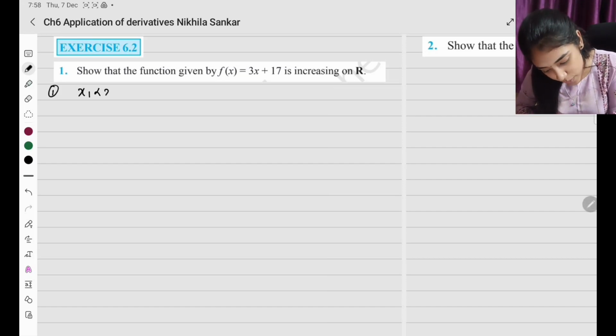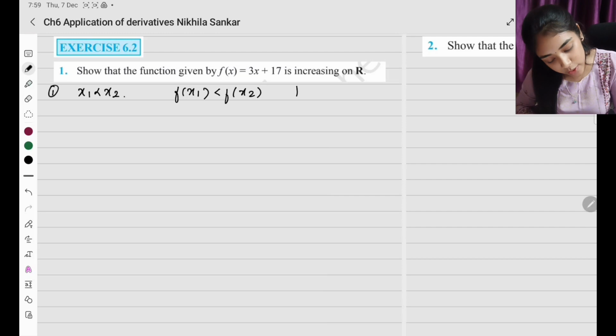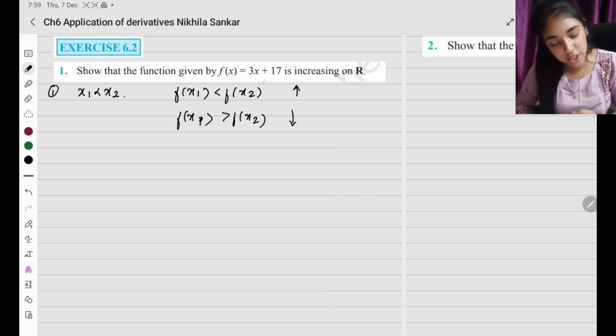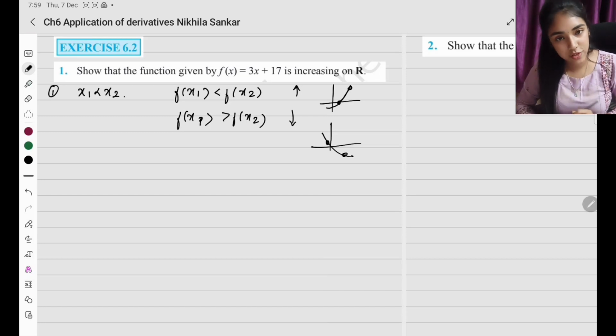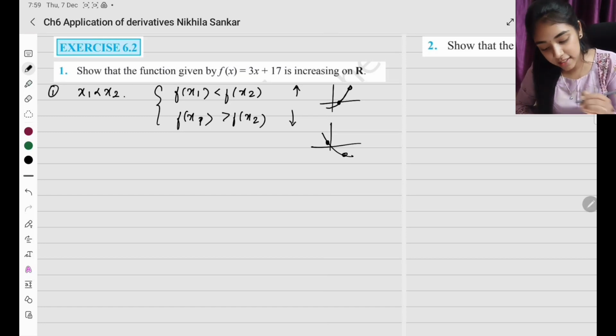When I have x1 is less than x2, if f of x1 is less than f of x2, I know that the function is increasing. And when f of x1 is greater than f of x2, I know that the function is decreasing. இப்போ ஒரு graph இருக்கு அப்படின்னா the function is increasing, which means f of x1 is going to be less than f of x2. செகண்டுக்கு when the function is decreasing, I have f of x1 to be greater than f of x2. இதுதான் meaning. Okay, so இதுல நமக்கு எதுன்னு நம்ம பார்க்க போறோம்.